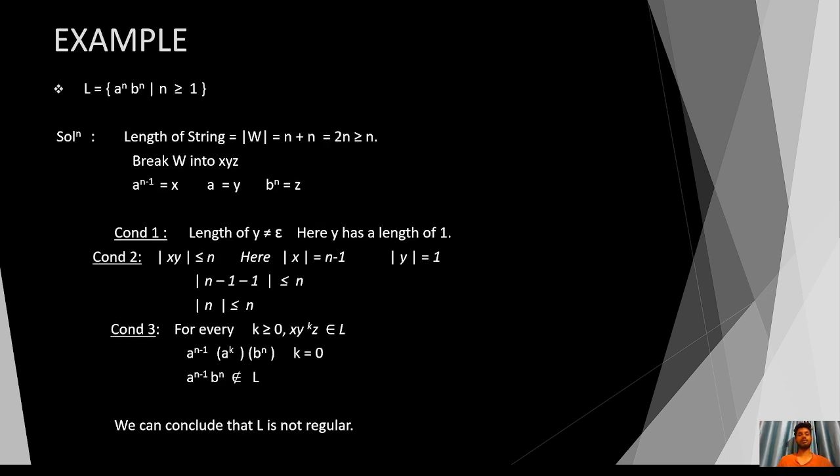This is the example we have taken. The language we have taken is a to the power of n, b to the power of n, which means the number of a's and b's will be equal in the string.